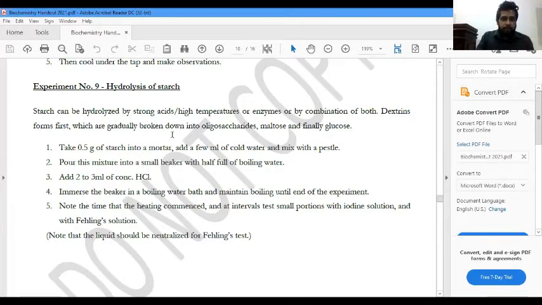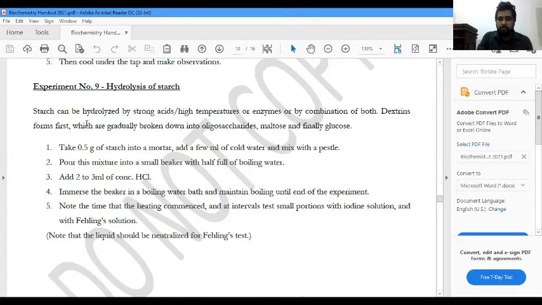Then yes, in this experiment you have to take 0.5 grams of starch into a mortar, and you have to add a few milliliters of cold water and mix with the pestle. You know the mortar and pestle. So you have to pour this mixture into a small beaker half full of boiling water. After that, you have to add 2 to 3 milliliters of concentrated acid.